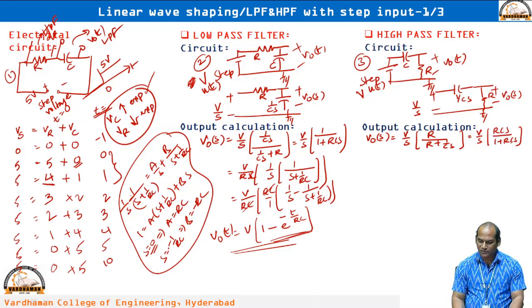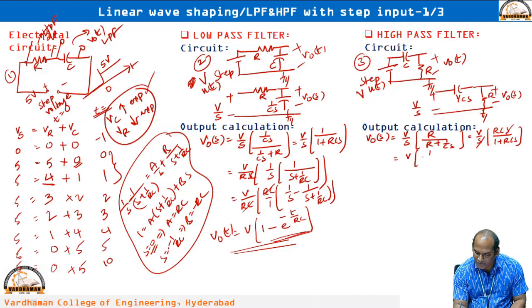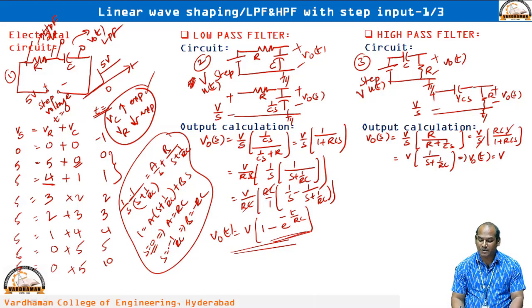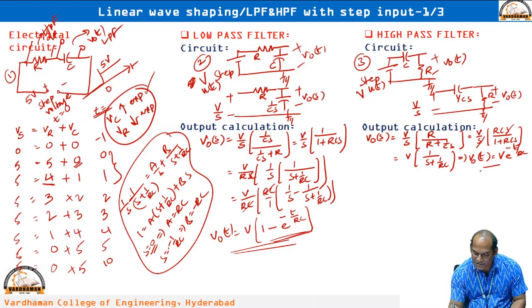As I said earlier, we need the coefficient of S to be 1 only, because if it is in the form of 1 by S plus A, we can write e power minus a t u of t. For that purpose, we take RC common, but before that S and S will be cancelled. If you take RC common, the numerator RC will be cancelled. So, you will get 1 by S plus 1 by RC. It is a very simple calculation. Now if you apply the inverse Laplace transform, V into the inverse Laplace transform of 1 by S plus A is e power minus a t, that means e power minus t by RC. So, this is the output.